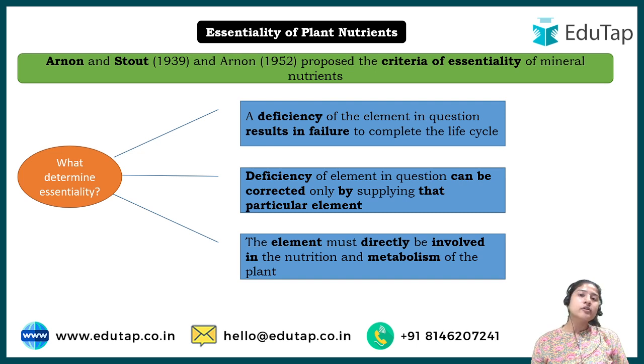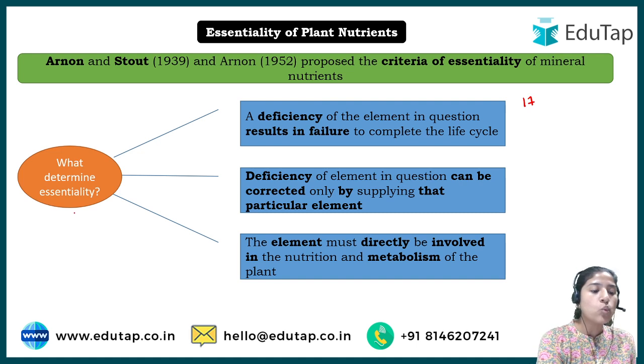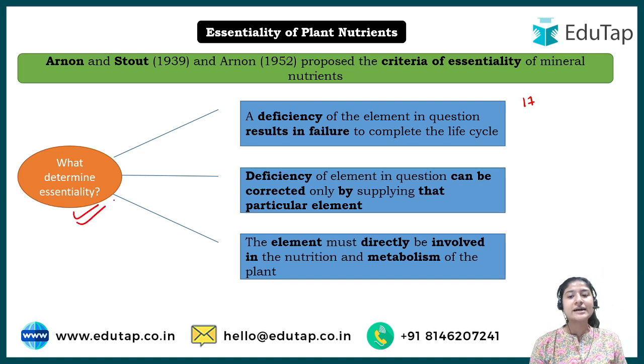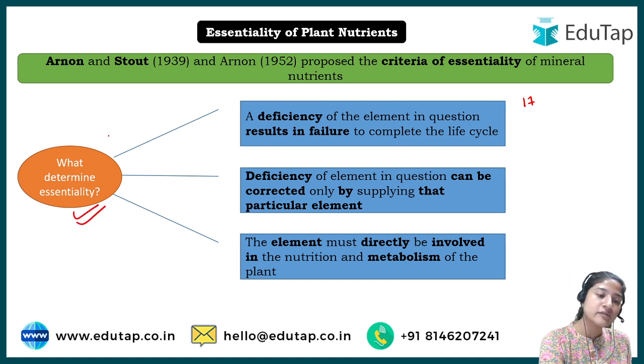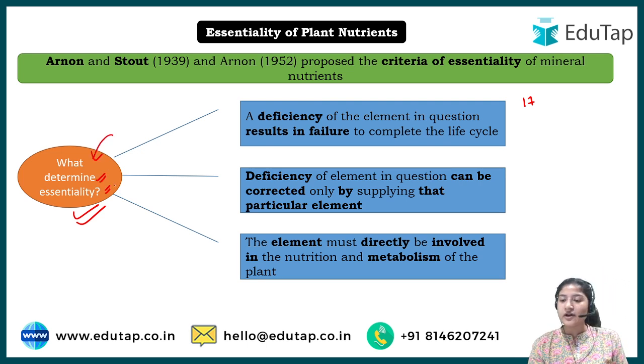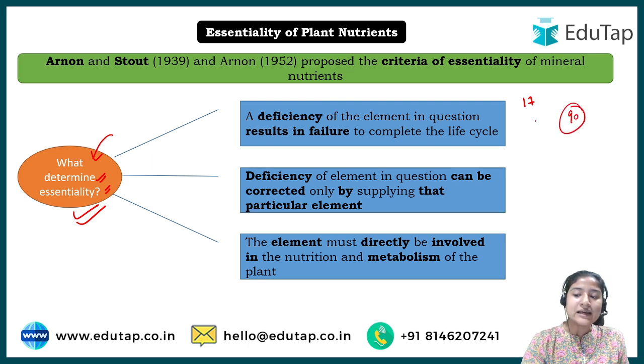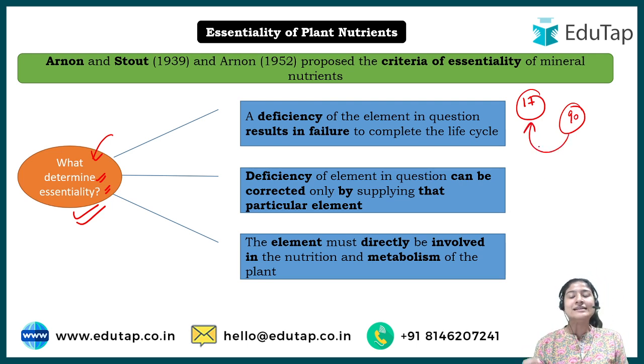Before understanding what those 17 elements are, let's first know the criteria by which we say that a particular element is essential. We have already studied that approximately 90 elements are present in plants, but only 17 are important. So on what basis have we said that these 17 elements are essential, and why have we differentiated them from the rest?